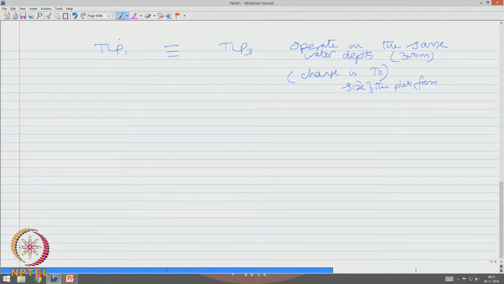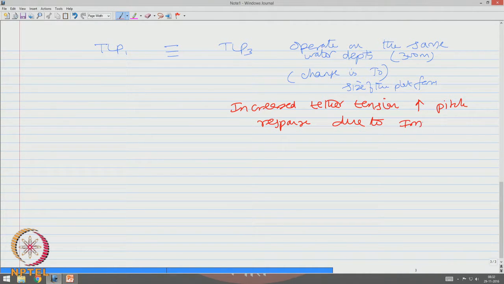So, one can now say increased tether tension enhances the pitch response due to impact waves. One can also notice that the pitch response of triangular configuration is lesser compared to square configuration.